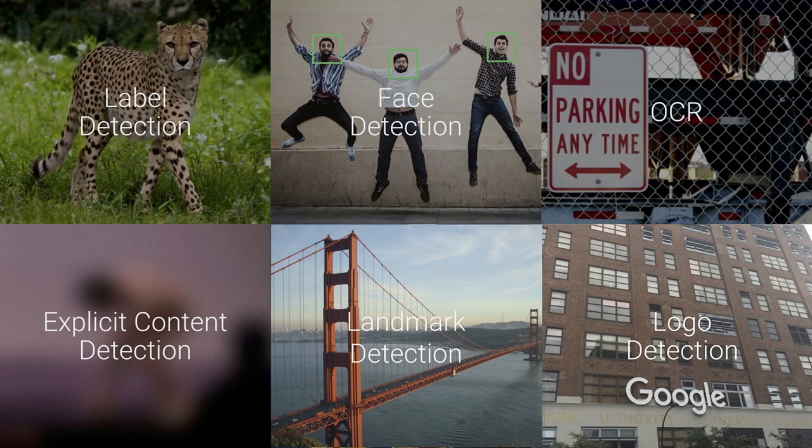Then we have landmark detection, which can tell us, is there a common landmark in this photo, and what are the latitude, longitude coordinates of that landmark? And finally, logo detection to tell us, is there a company logo present in the image? So I want to show you what the JSON response from the Vision API looks like for just two of these features. The first one is face detection.